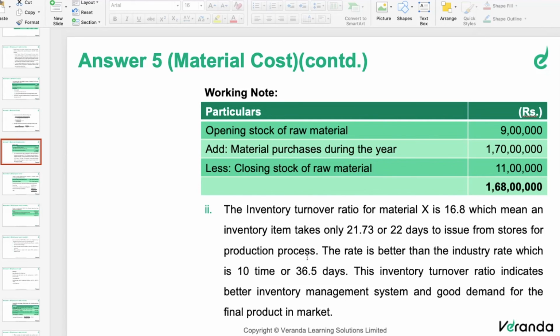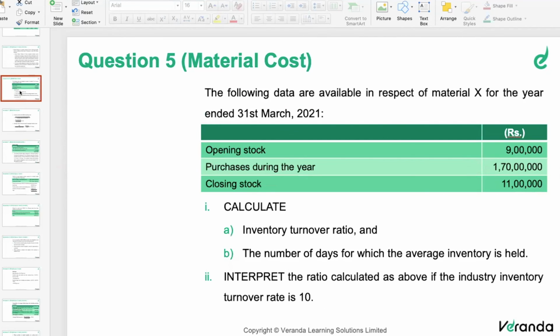Understood? The inventory turnover ratio indicates a better inventory management system and a good demand for the final product in the market. It's a fast moving raw material. We regularly use raw material, and demand for the product is more. That's the reason production is more, and that's the reason our inventory turnover ratio is better than the industry's inventory turnover ratio. So, understood the interpretation? Are you with me? Yes, sir. So in this question, what have you learned?